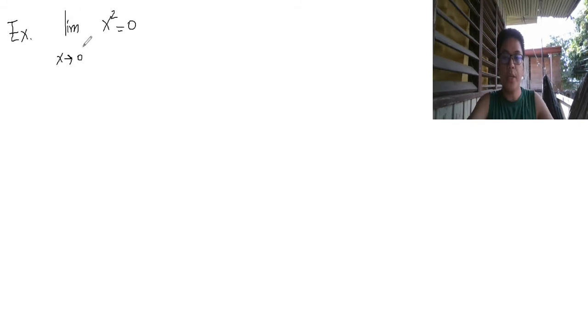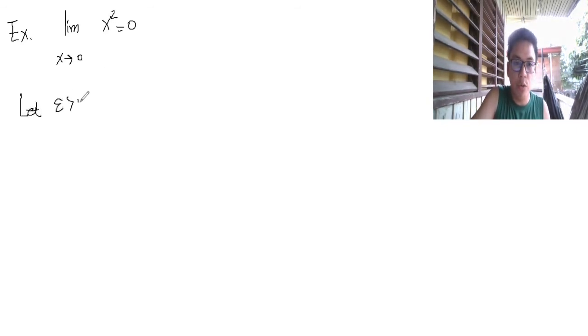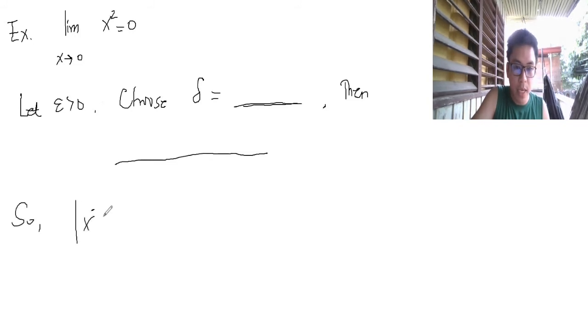That's it. Okay, so let's consider another example here. We are interested to show if this is true, that the limit of x squared as x approaches 0 is 0. So to show that, again, let's start with assuming that epsilon is greater than 0. Then we have to choose our delta equals something. So we're not sure for that yet. Okay, we have this equality, and so this will be our start.